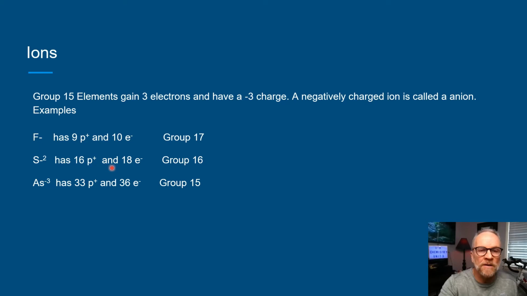Sulfur is in group 16, and so it will want to pick up 2 electrons to be like group 18 elements, and so it becomes negative 2. Arsenic would do the same thing, except it would gain 1 more, so 15 plus 3 gives you 18, so it picks up 3 electrons there.